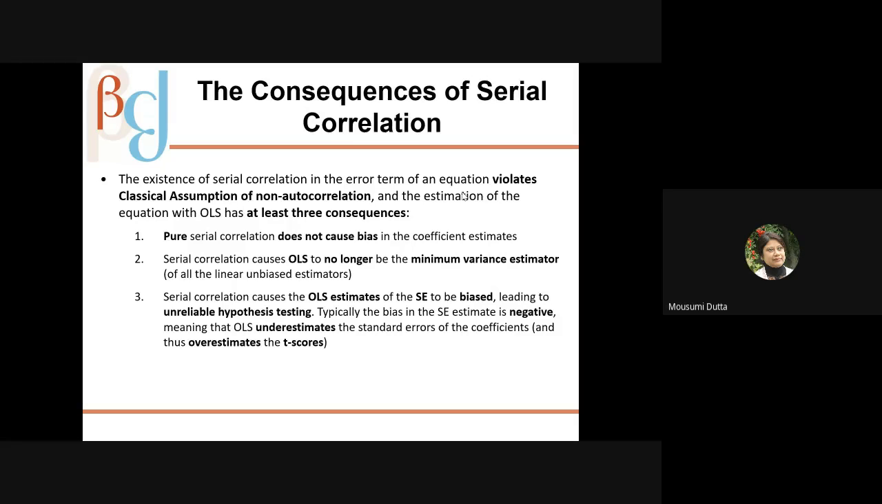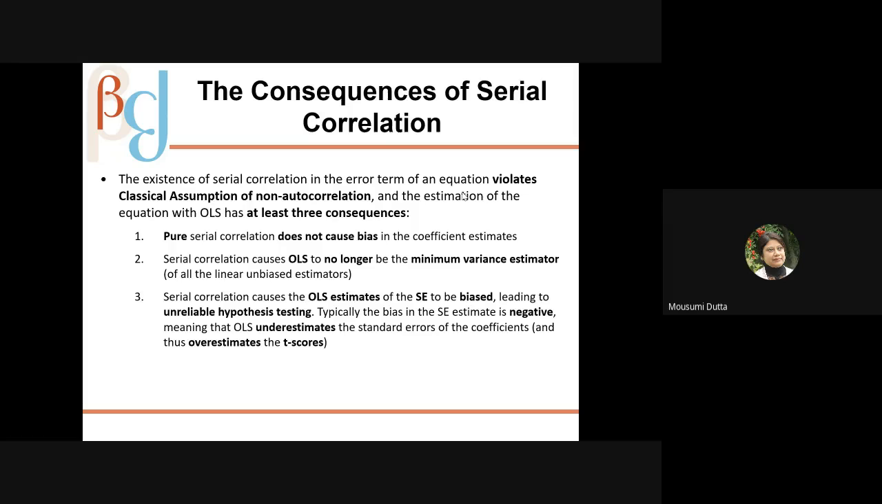Third, serial correlation causes OLS estimates of the standard error to be biased, leading to unreliable hypothesis testing. The standard t value is given by beta hat divided by standard error of beta hat. If the standard error of beta hat is disturbed because of the presence of autocorrelation, naturally you will not get reliable t statistics. So t values will become unreliable in the presence of autocorrelation.